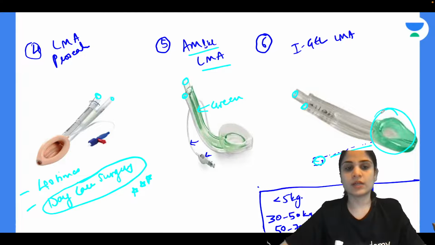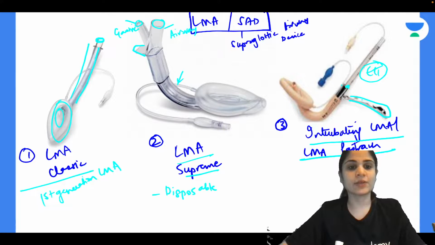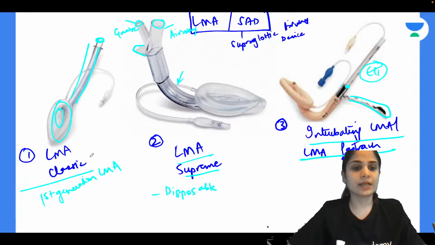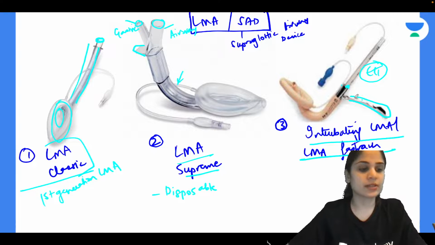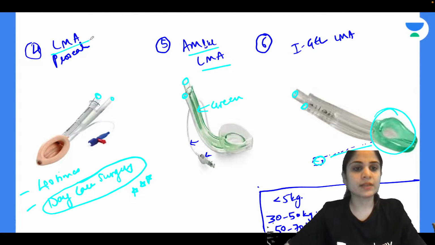So these are all our different types of LMAs and the specific questions asked about them. LMA Classic, first generation LMA. LMA Supreme, they don't ask much. About intubating LMA, they ask for which condition you use it. In difficult airway, you can use this to intubate the patient. Then LMA ProSeal is the one that they tend to ask a lot, and it is preferred for daycare surgery. And then you have Ambu and iGel LMA.